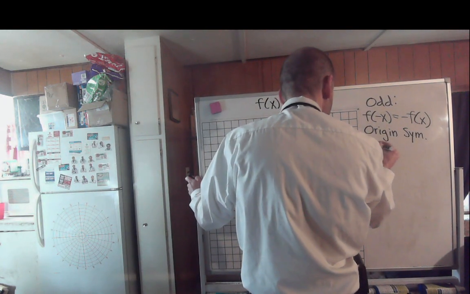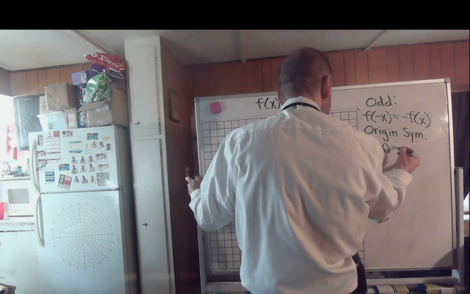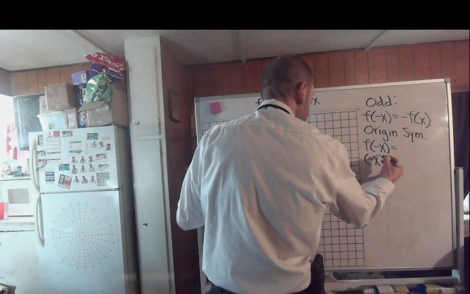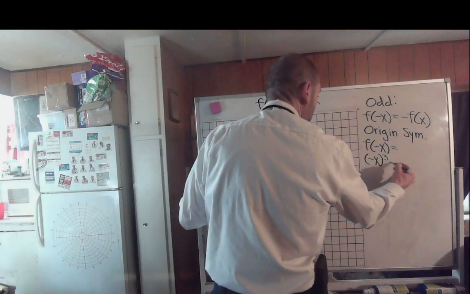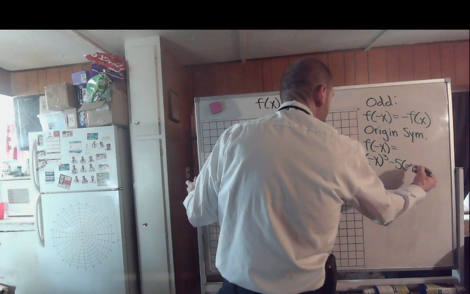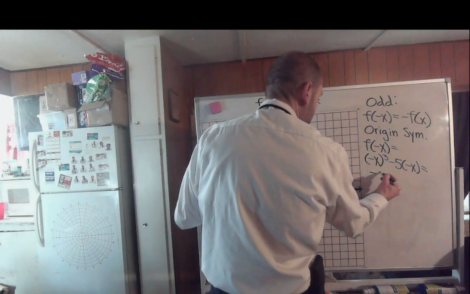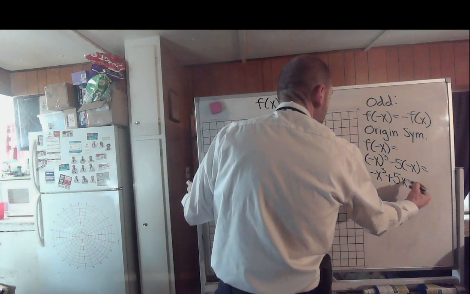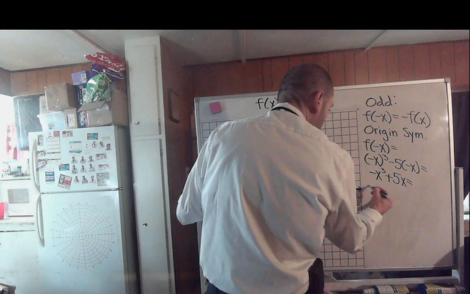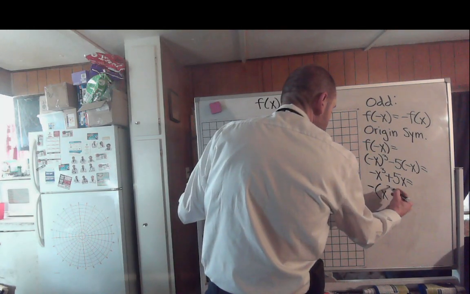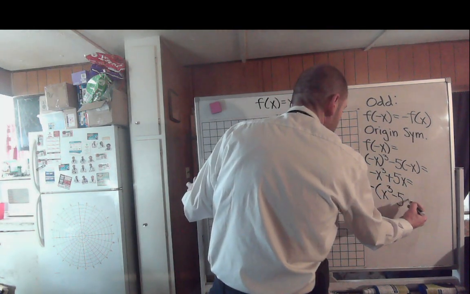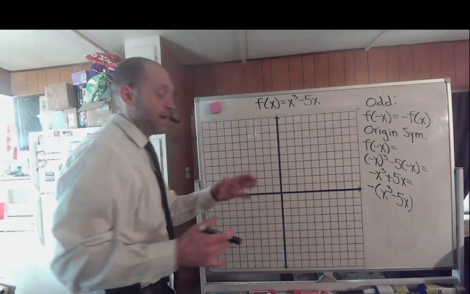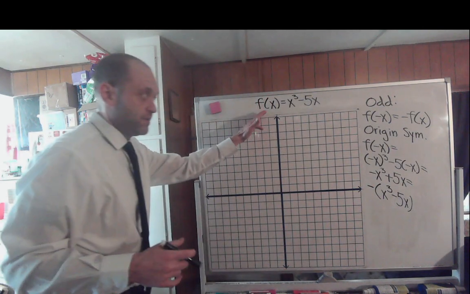So I'm going to take f of negative x. What am I going to get? Well, this would be negative x raised to the third power minus 5 times negative x. Well, that would give me negative x to the third plus 5x. And notice if I factor out that negative 1, I would get the negative of x to the third minus 5x. So I literally got the negative of f of x. So that algebraically proves this is an odd function.